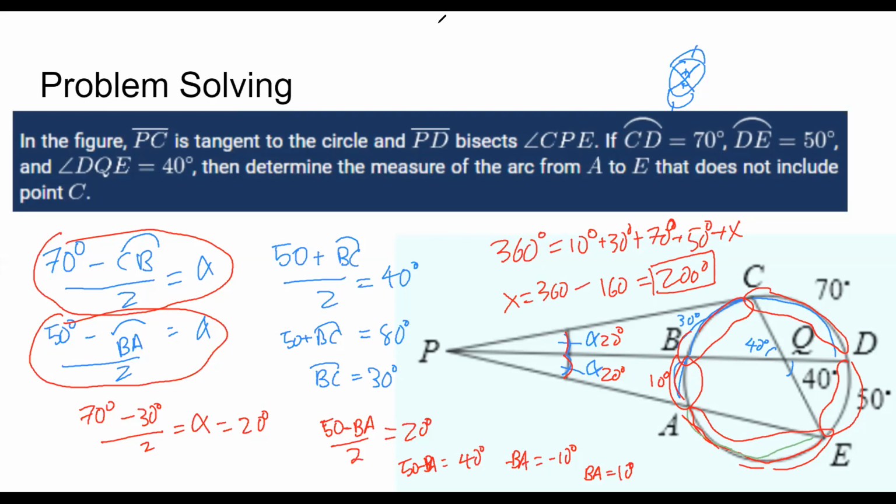So A to E is 200 degrees? Yeah. A to E here is, oh, wait, hold on. Yeah, A to E there is 200 degrees. Okay, got it. The drawing doesn't look very good. I don't think it's drawn to scale, but algebraically, it has to be 200 degrees.